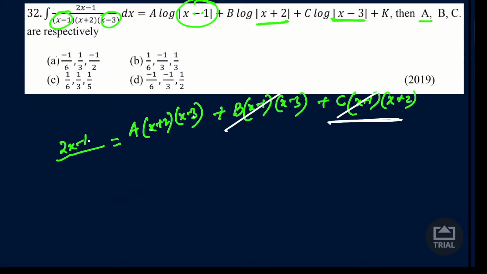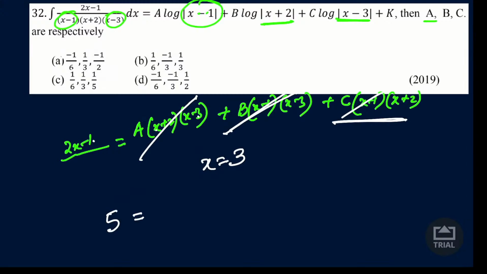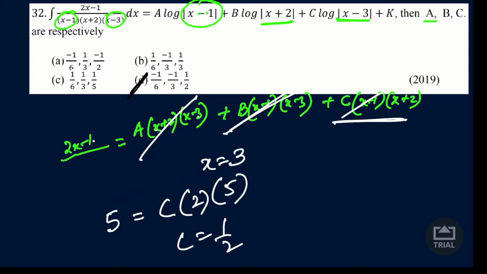How to find C? Put x equal to 3. A vanished, B vanished. So 3 into 2, 6, 6 minus 1, 5. 5 is equal to C into 3 minus 1, that is 2, and 3 plus 2 is 5. So directly C is equal to half. This is the answer, done. So you'll be solving in 15 seconds.